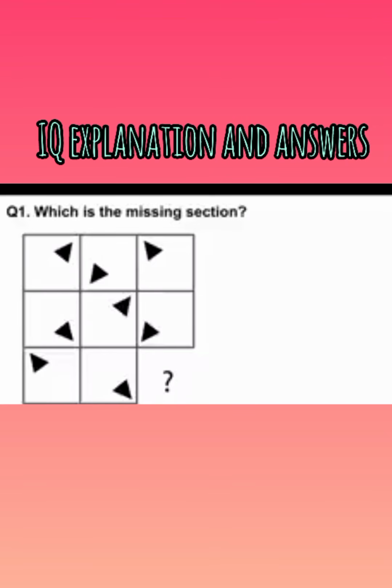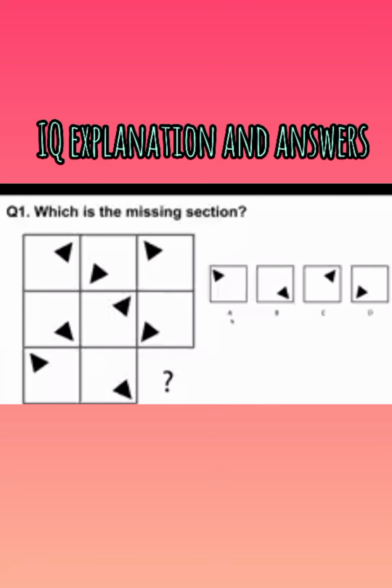Let's have a look. Which is the missing section? Okay, so we can see here, the bottom right, we have the question mark, which is the missing section. If you look at this directly, it looks quite confusing, but if you break it down and start in the top left, it becomes quite simple. We see there's a series of triangles moving around each individual square. So we need to work out which one from these options comes here where the question mark is.